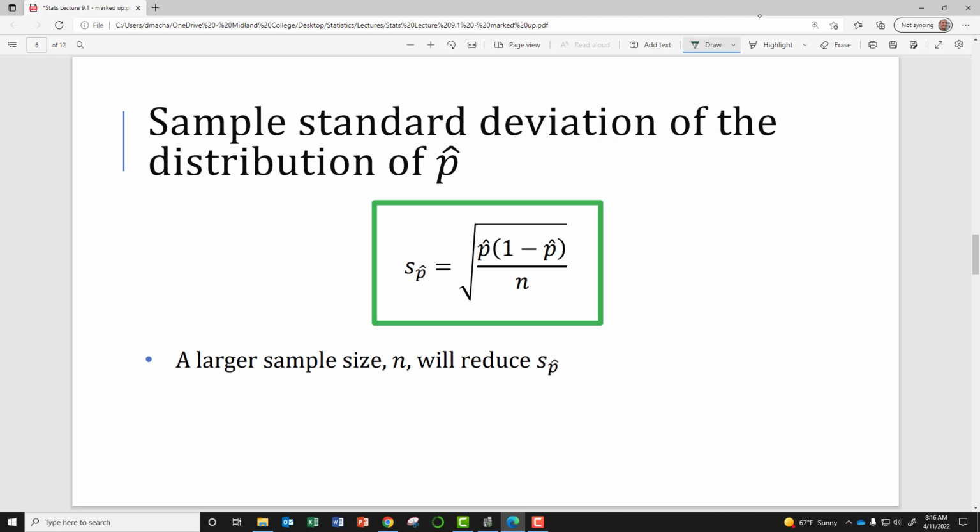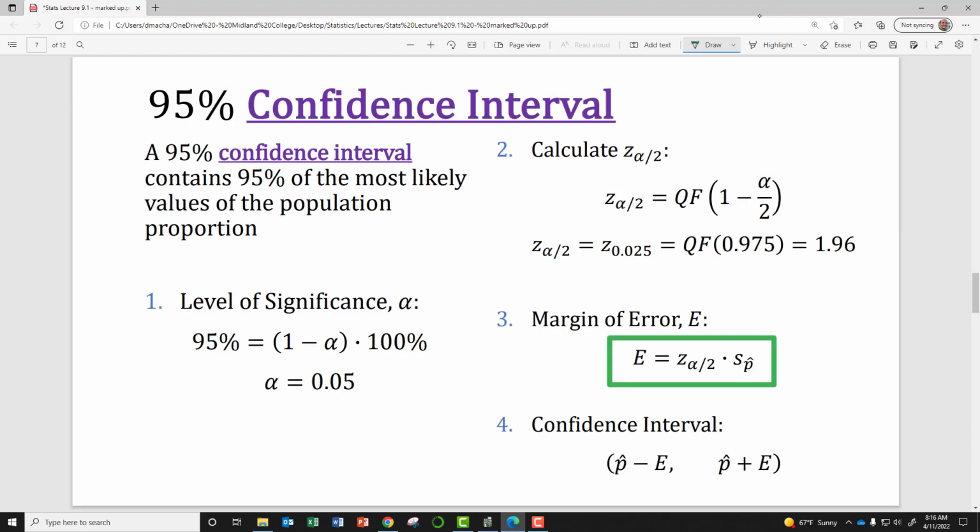Like we talked about in Chapter 8, we have a formula for the sample standard deviation of this random variable, of this sample proportion. So you can use S subscript p hat to talk about that. And finally, getting to the root of what we're doing today, calculating this confidence interval, we say that a 95% confidence interval contains 95% of the most likely values of the population proportion.